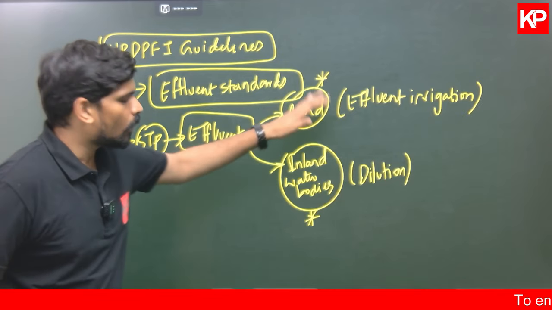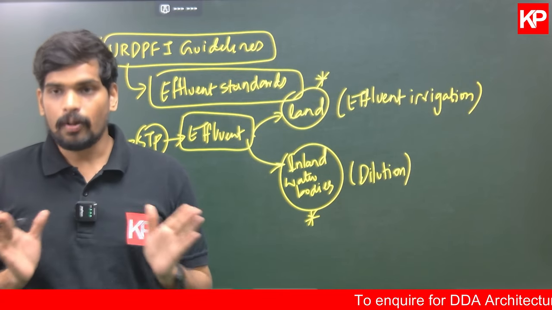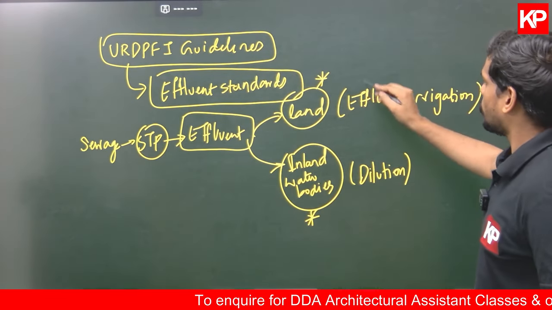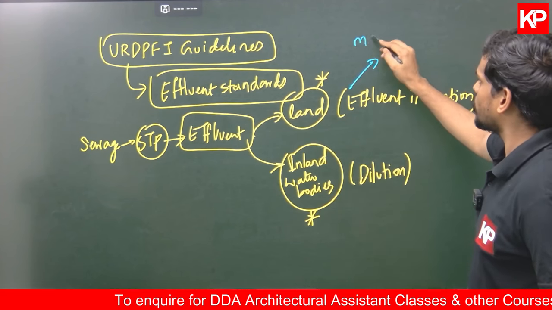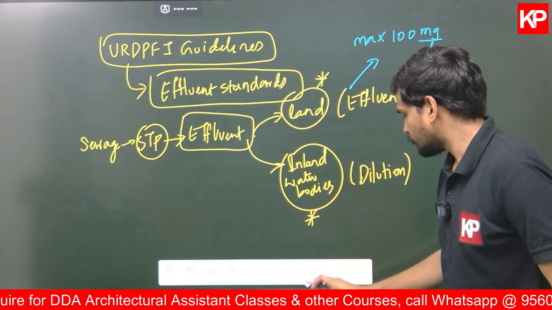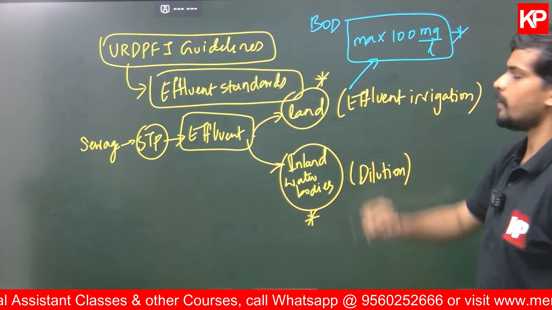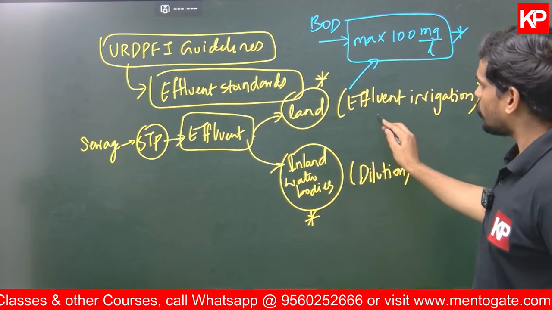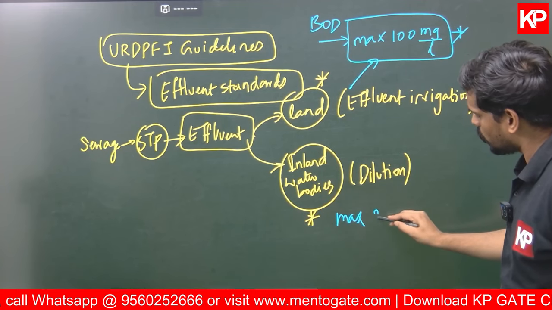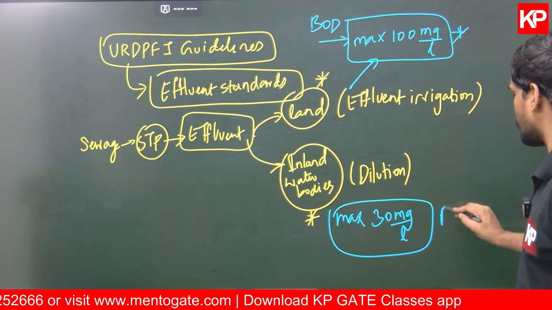If you are releasing the effluent into land in the form of effluent irrigation, the BOD should not be more than 100 milligram per liter. That is the maximum limit, so you can remember these standards also. I'm talking about the standards of biological oxygen demand, BOD. It can be a maximum of 100 for effluent irrigation. If you want to release the effluent into water bodies, the maximum limit of BOD is only 30 milligram per liter. It should not be more than that.